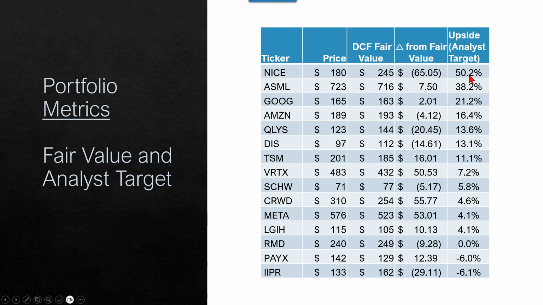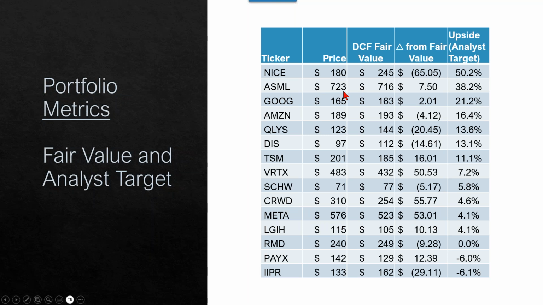And then the analyst target says they're going to be 50%, so half of that, 90, so 270. So it's going to be a little bit more than the fair value if the analysts are correct. So the negative numbers are actually undervalued, and we like to see that. That's a positive for the stock.